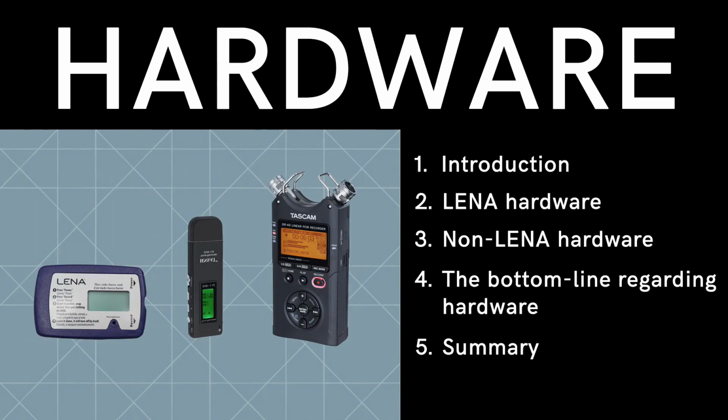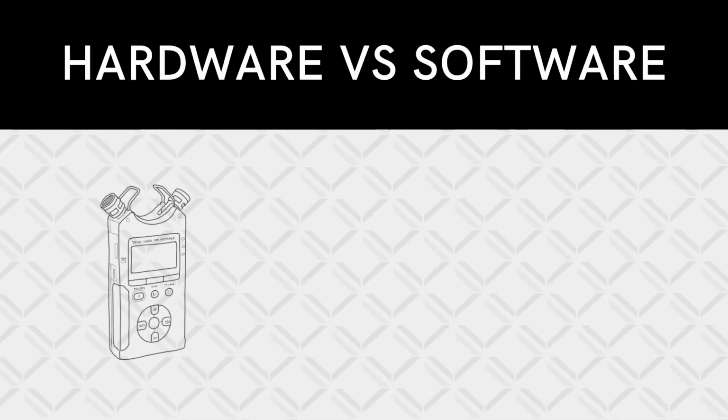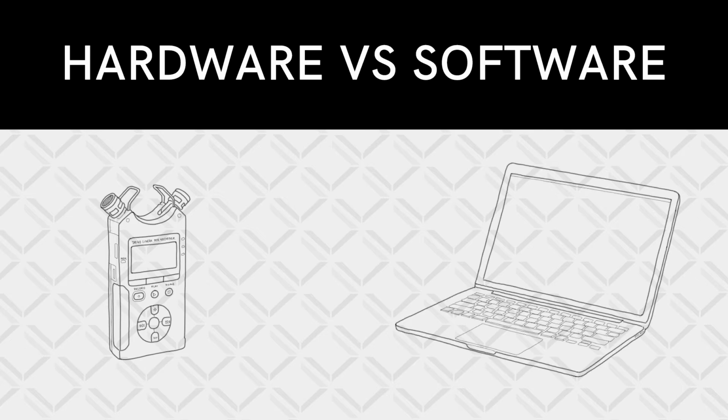In this video, we will be talking about hardware. We distinguish hardware from software. The hardware is the physical equipment you will use to collect the audio data, while the software is the program that you'll run later to extract and analyze data. We will be talking about software in a separate, dedicated video.